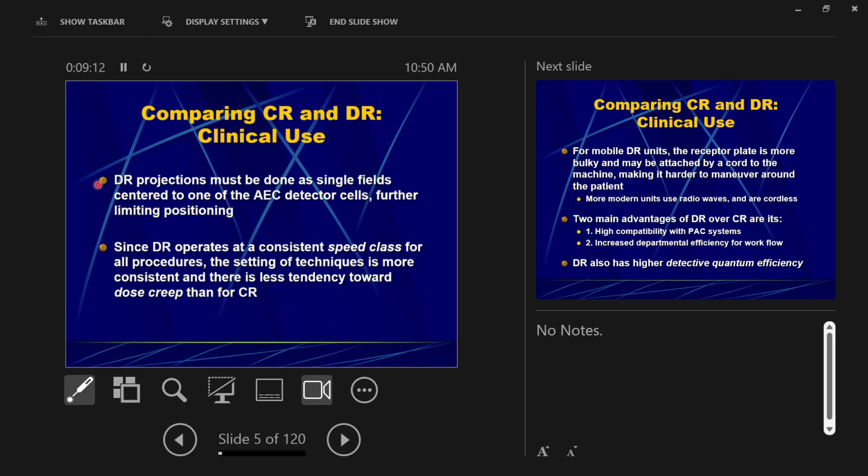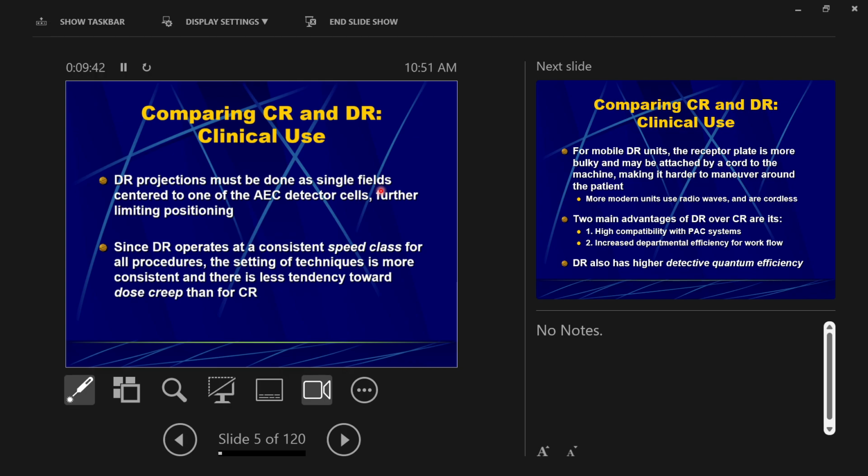With DR, because DR plates are connected directly to a processor, as soon as you make an exposure, the information about that exposure is immediately and directly communicated to the computer, and the image is brought up on the computer screen within seconds. There is no time or chance for you to make multiple exposures on one field. So all of your images on DR are done as a single field, a single light field, centered, okay?